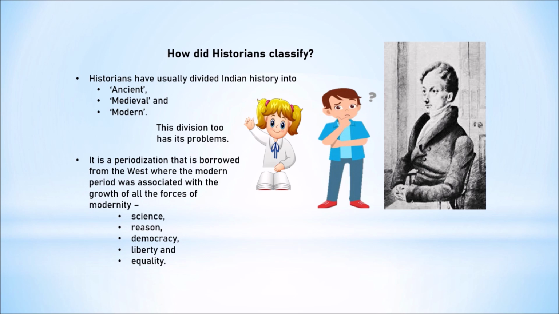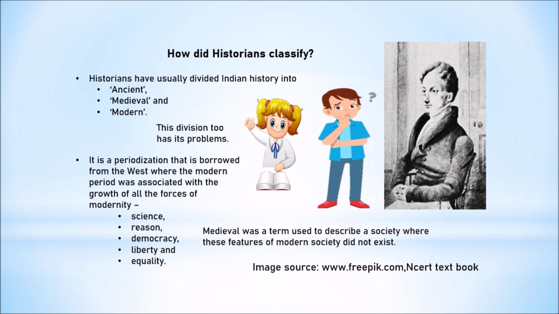Now, in the previous session, we discussed James' classification of Indian history based on religions like Hindu, Muslim and the British. But the historians have divided Indian history into ancient, medieval and modern periods. But there are problems with this division also. Why? Because this division is not applicable to the Eastern societies much.